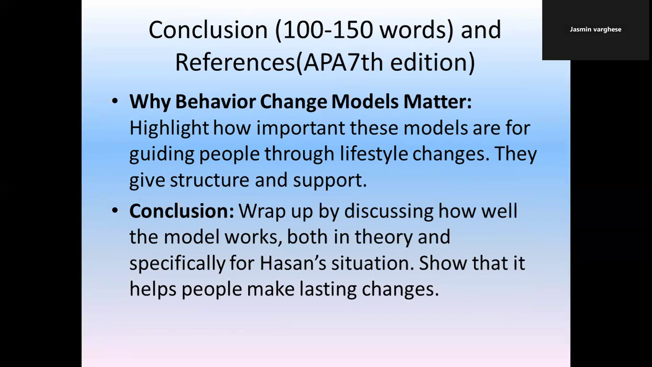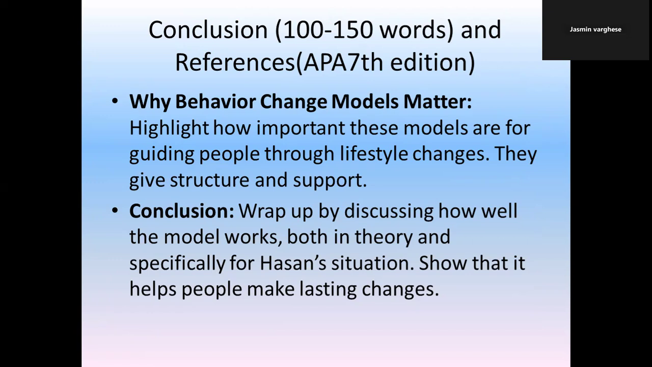Conclusion: in 100 to 150 words, you have to write your conclusion. Okay, then only you can give a balanced view to your evaluator. So in the conclusion, you can write why behavior change models matter, or how this behavior change model would change Hassan's unhealthy behavior to healthy behavior, and highlight how important these models are for guiding people through lifestyle changes. They give structure and support.